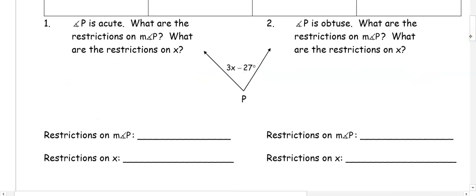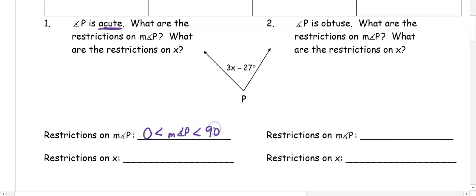So in number one, P is acute. So using this angle here, we know that P is acute. What are the restrictions on angle P? And then what are the restrictions on x? So the restrictions on P are what measurements can P be between? Well, if this is an acute angle, that means the angle has to be between 0 and 90. So we have 0 is less than the measure of angle P, which is less than 90.